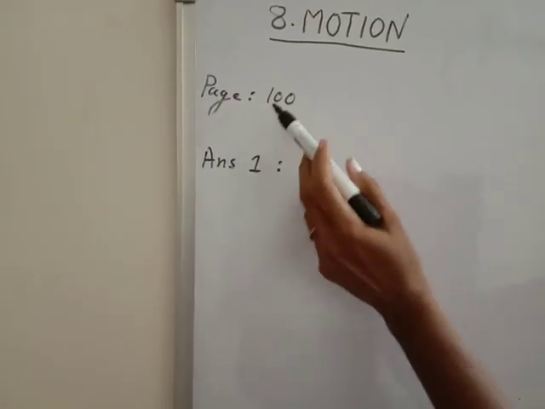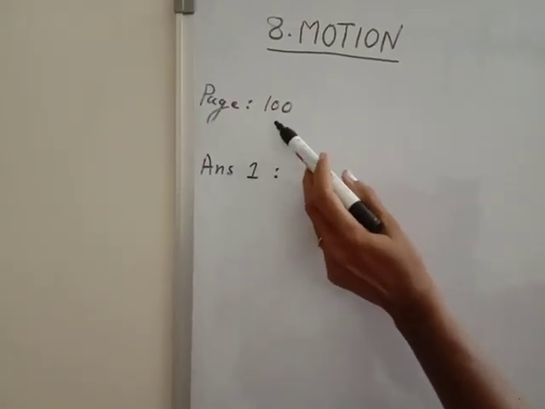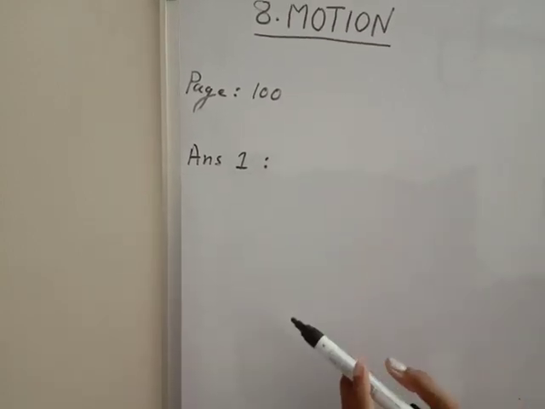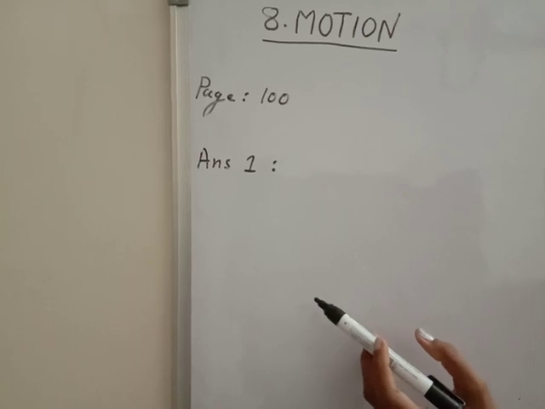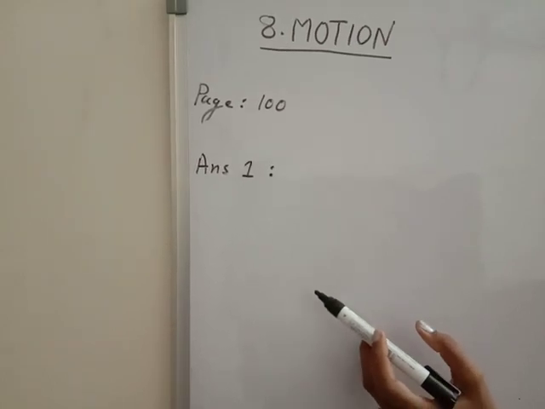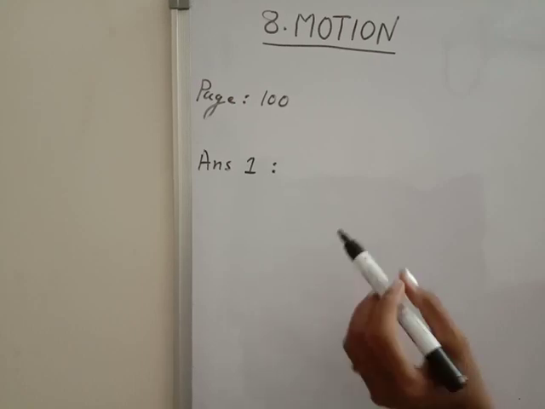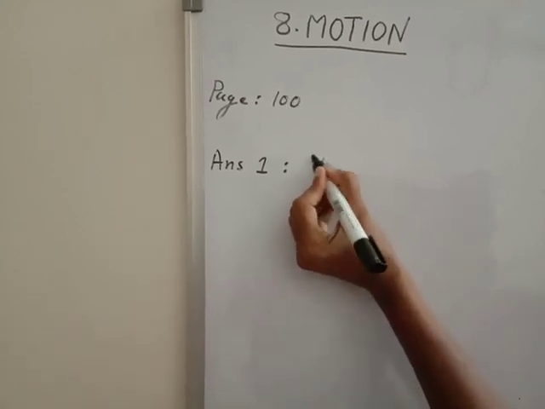Question number 1 of page number 100. An object has moved through a distance. Can it have 0 displacement? If yes, support your answer with an example. So the answer is yes.